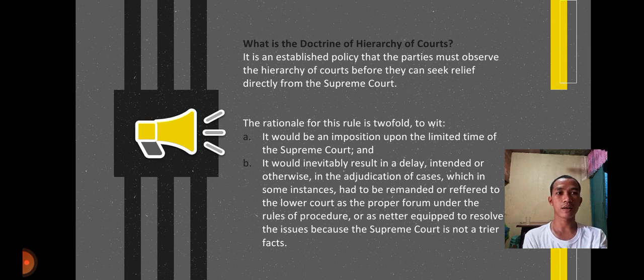It is an established policy that parties must observe the hierarchy of courts before they can seek relief directly from the Supreme Court. The rationale for this rule is twofold. First, it would be an imposition upon the limited time of the Supreme Court, and it would inevitably result in delay, intended or otherwise, in the adjudication of cases, which in some instances had to be referred to a lower court as the proper forum under the rules of procedure, or as better equipped to resolve the issues, because the Supreme Court is not a trier of facts.